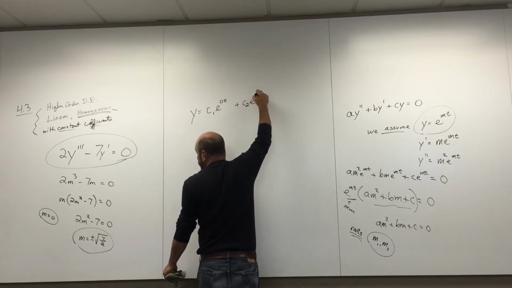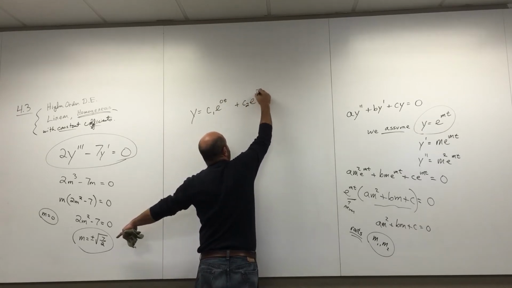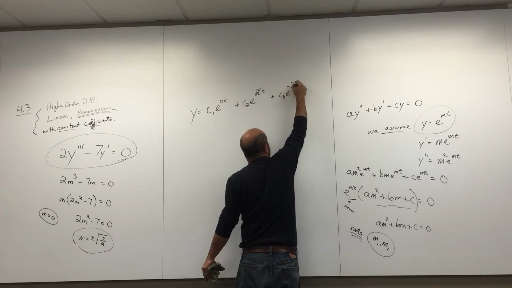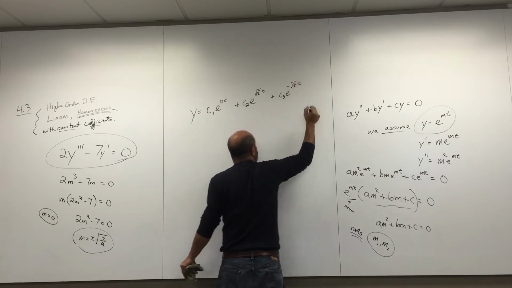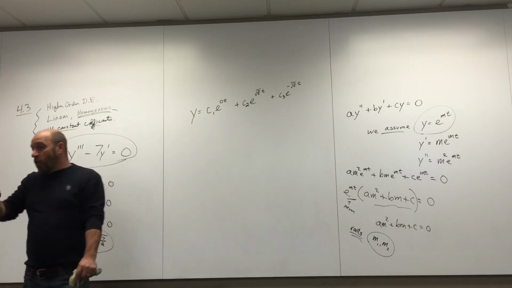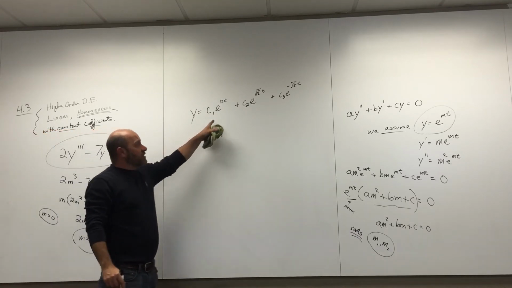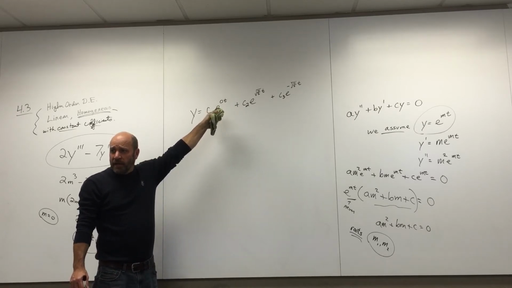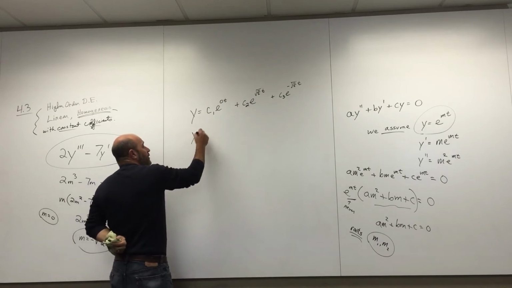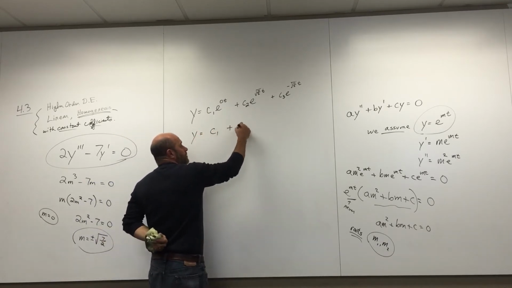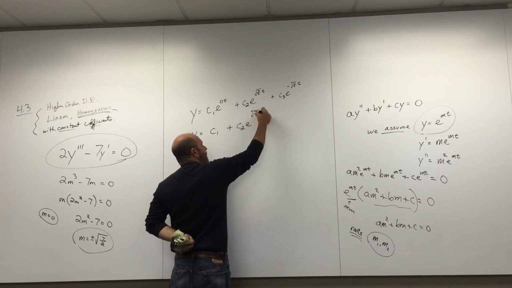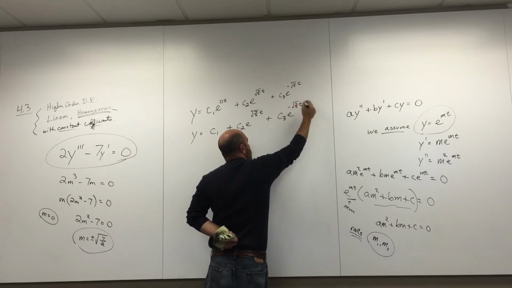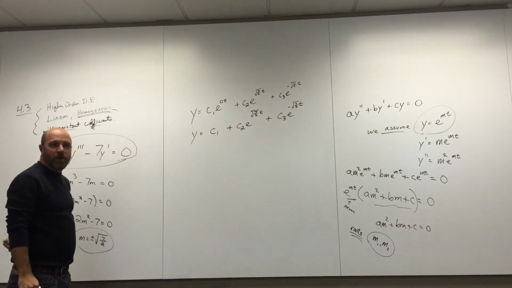C2 e to the square root of 7/2 t. And then C3 e to the negative square root of 7/2 t. You guys okay? That is it. Of course, this first little guy is kind of funny. Nobody's going to write this for too long. E to the 0t is actually just a 1. So this is just a C1. That's it. We're done. Problem over.